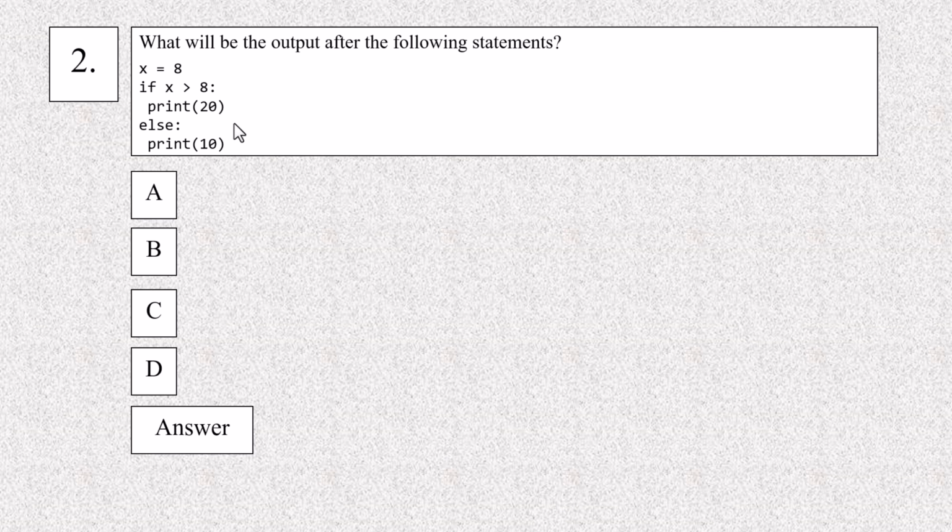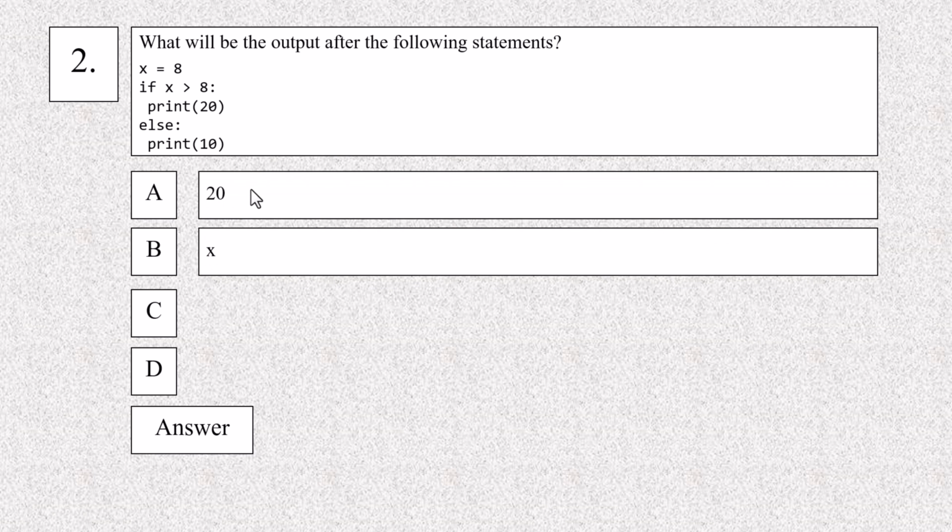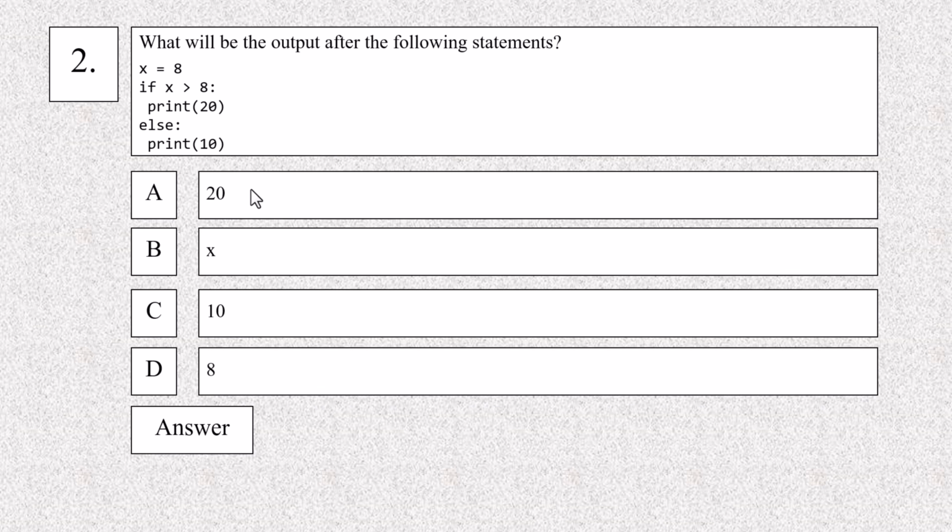What will be the output after the following statement? In this question, you can see that we have a variable x which has the value 8, and if the value of x is greater than 8, then it will print 20, otherwise it will print 10. So here is our option A 20, option B x, option C 10, option D 8, and the correct answer will be option C. Why?